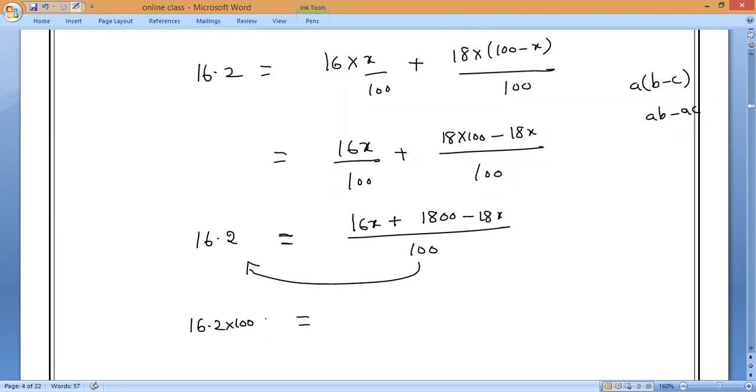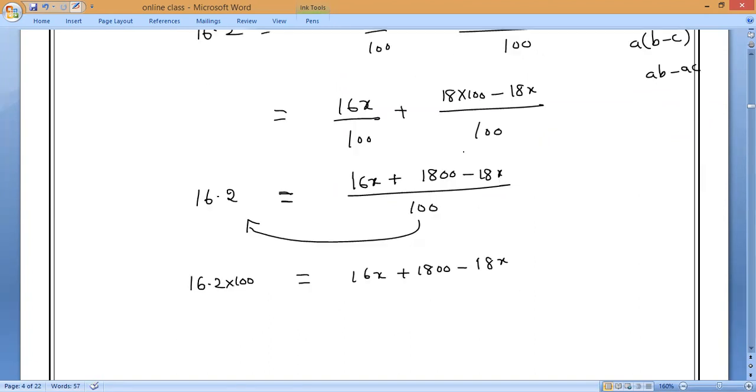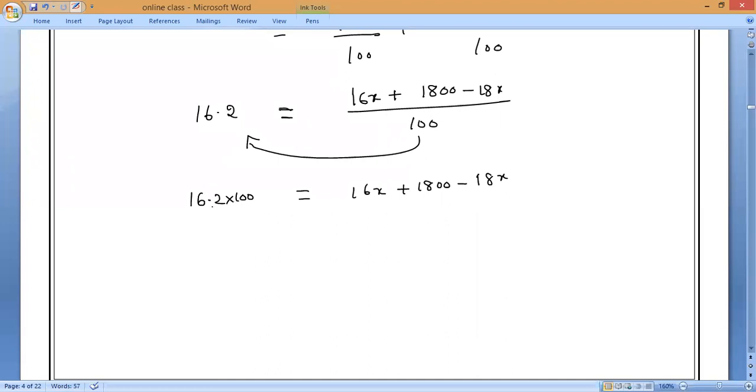16.2 into 100 is equal to 16x plus 1800 minus 18x. Yes or no? All of you? Yes, sir. Now, 16.2 into 100, how much? 1620. Is it correct? Yes, sir. It is equal to 16x plus 1800 minus 18x.